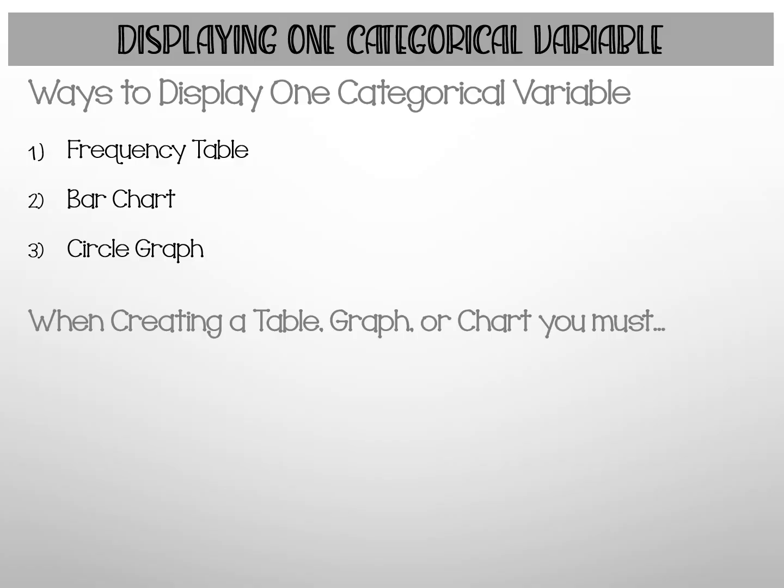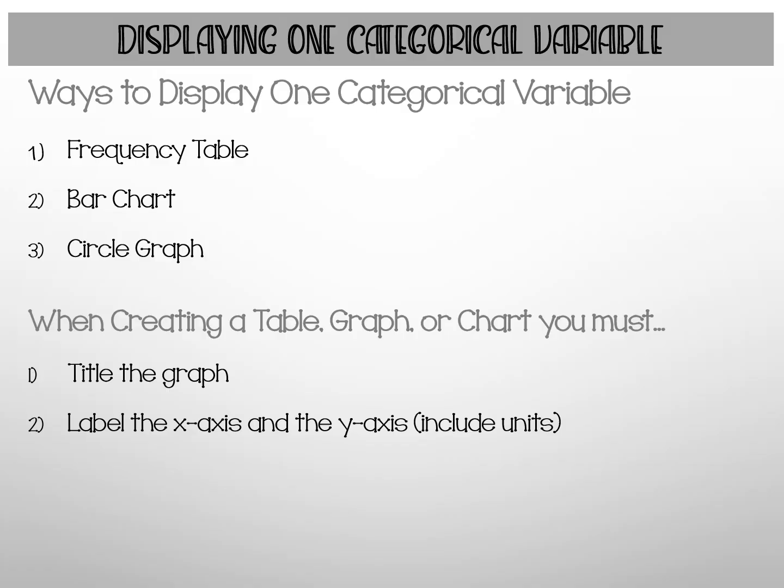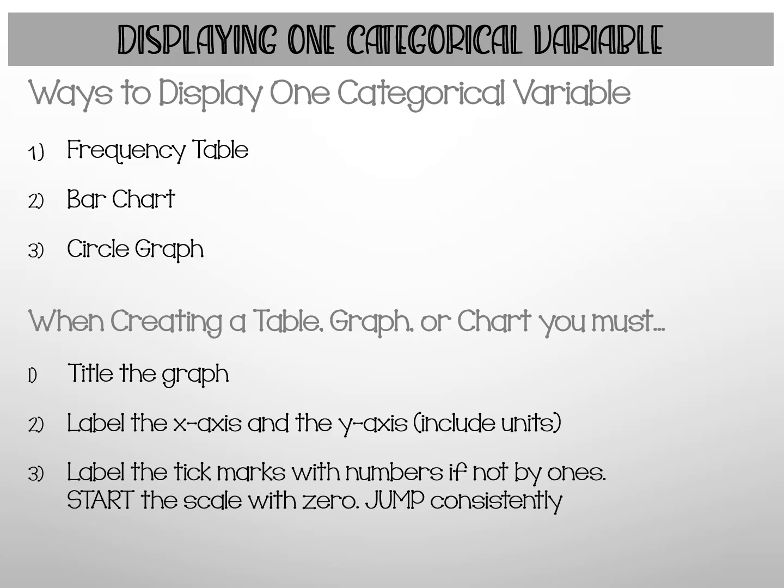When creating a table, graph, or chart, you must include a title. So make sure you title the graph, and that should be contextual. Label the X and Y axes, including units. Don't just put X and Y, put what they are representing. And number 3, label the tick marks with numbers, if not by 1. Start the scale with 0 and then jump consistently. Go up by 5s, go up by 10s, go up by 3s. But you have to start at 0 and jump up consistently.